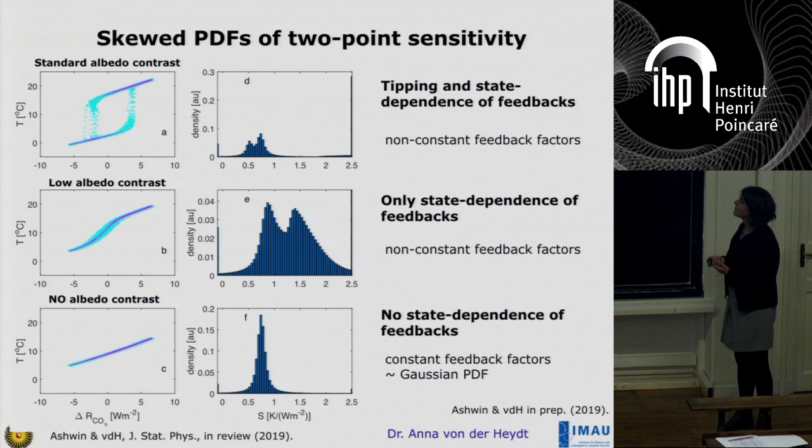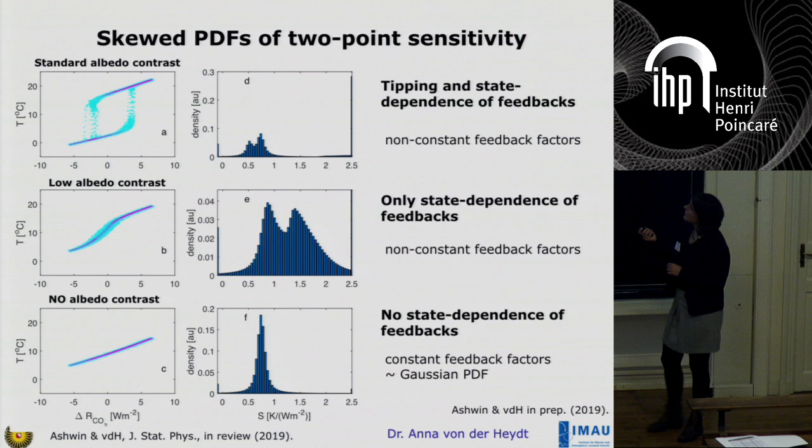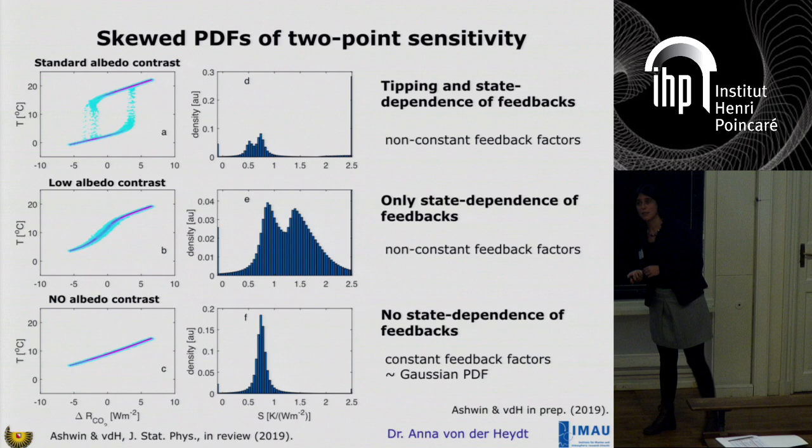We only get to an almost Gaussian PDF of the two-point sensitivity if we have no albedo contrast and we really have a line, a constant sensitivity over the whole range of temperature and forcing.